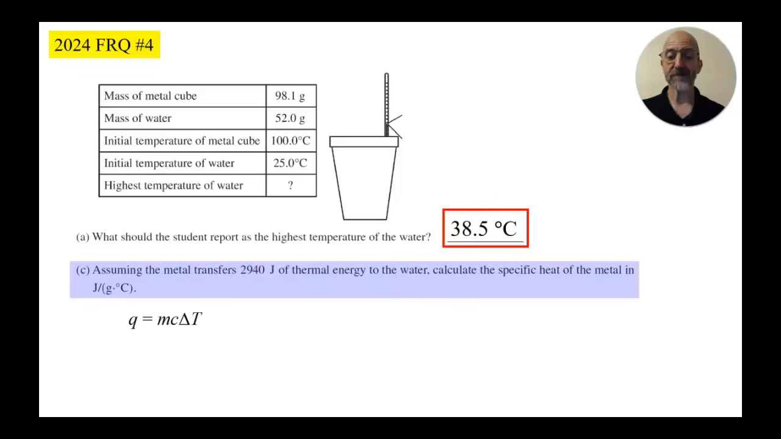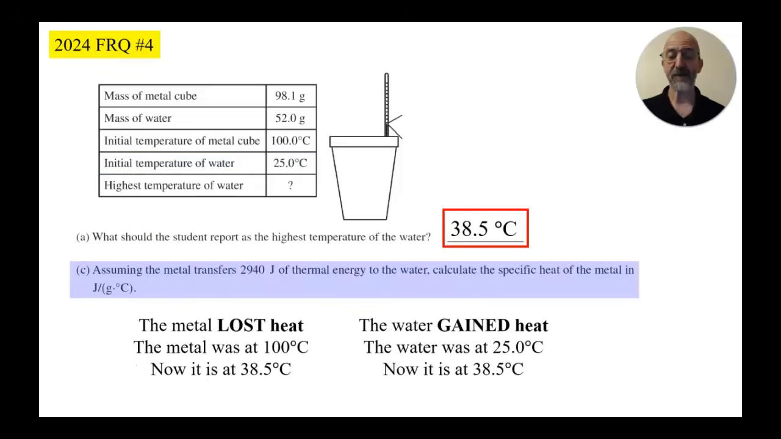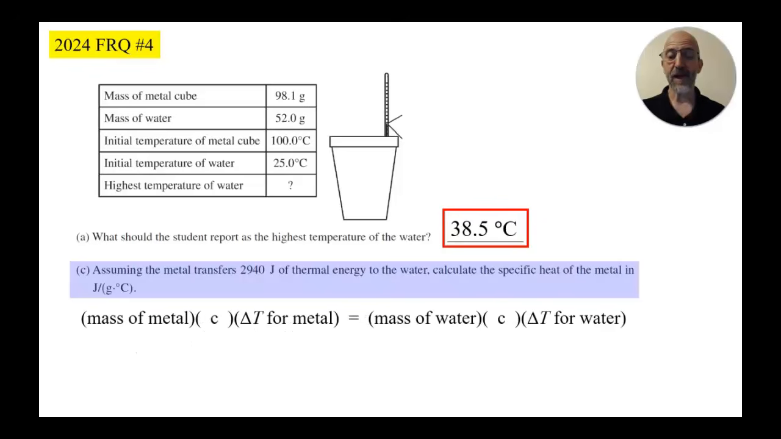We have a hot metal, and the hot metal is added to a cooler sample of water. And so we have a metal that was at 100 degrees Celsius. Now it is at 38.5 degrees Celsius. We had some water, which was at 25 degrees Celsius. Now it is at 38.5 degrees Celsius. So someone lost heat and someone gained heat in this transfer. So the metal lost heat. The water gained heat.